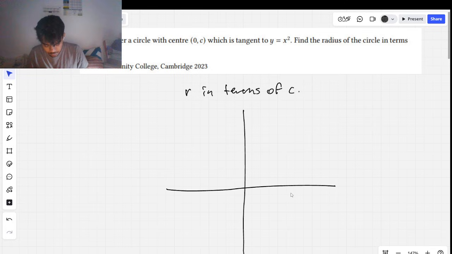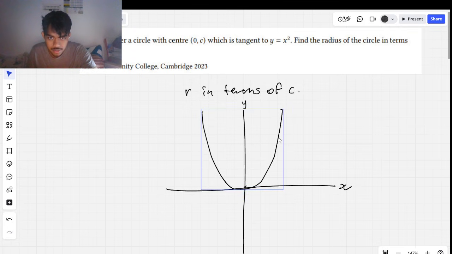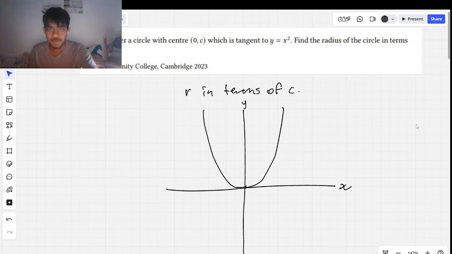This is my x-axis and this is my y-axis. It is a completely normal parabola, which goes through the origin. The graph might not actually indicate that well, so I'm just going to shift it slightly down. There you go. And this is y equals x squared.